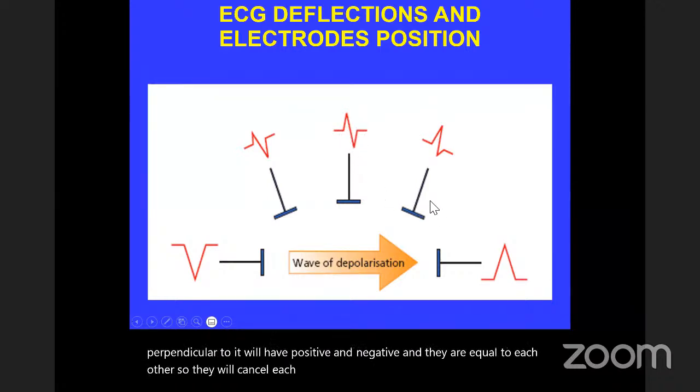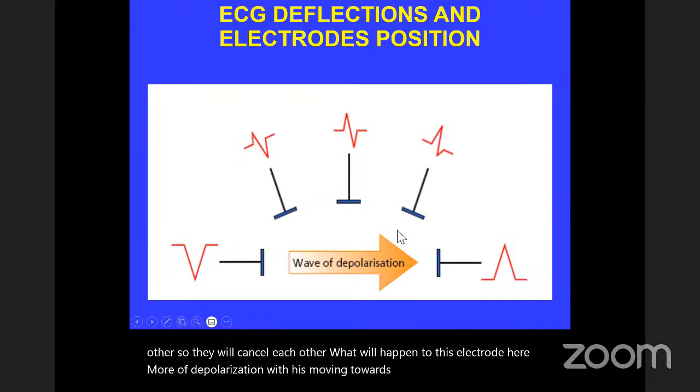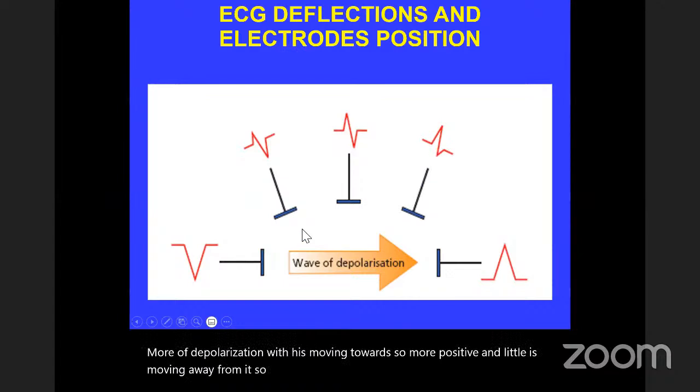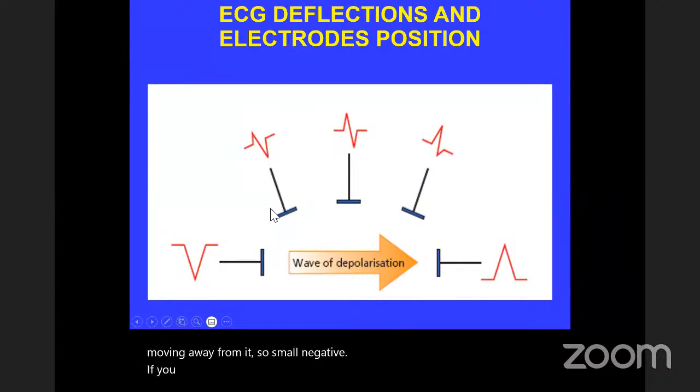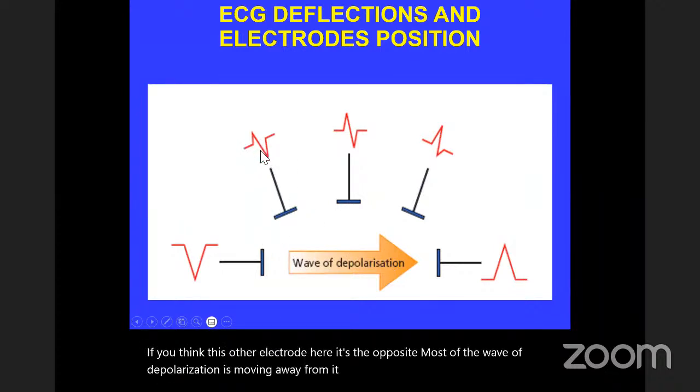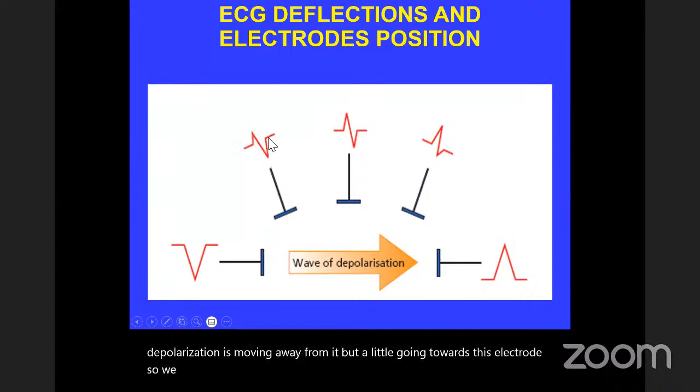What will happen to this electrode here? More of the depolarization wave is moving towards it, so more positive, and little is moving away from it, so a small negative. If you take this other electrode here, it's the opposite. Most of the wave of depolarization is moving away from it, but a little is going towards this electrode, so we have a small positive and then more negative.